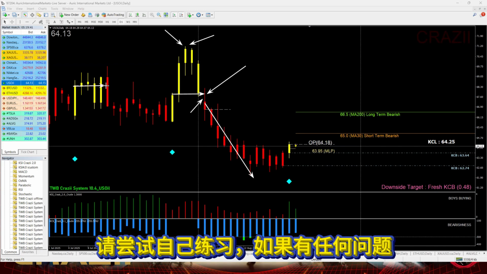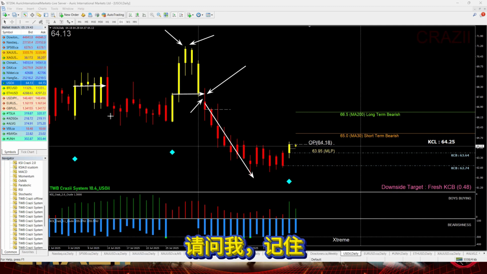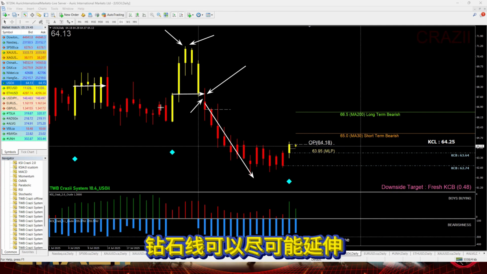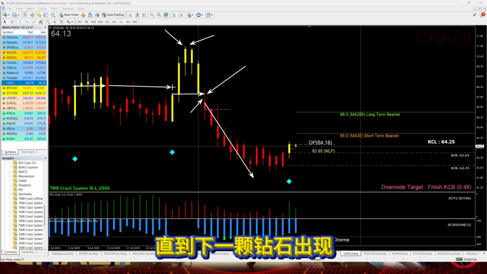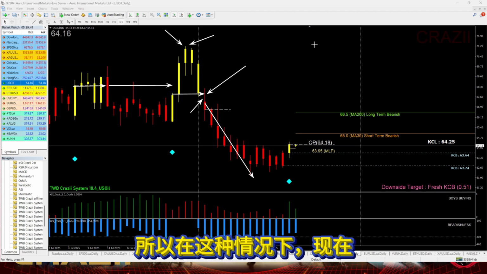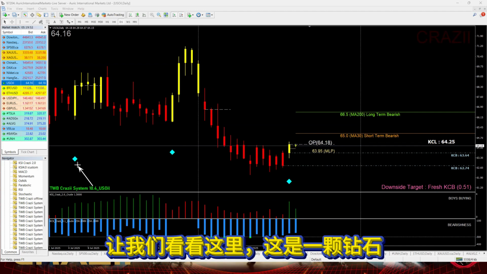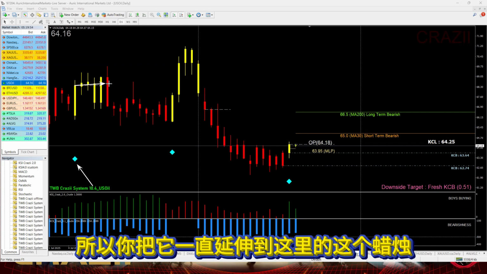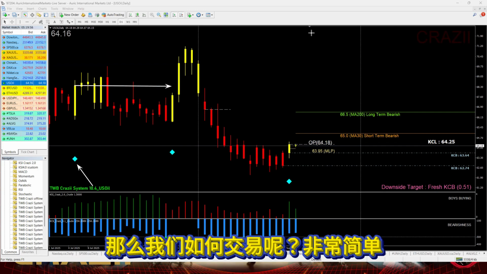Please try to practice on your own. If any question, please ask me. Remember, the diamond line can stretch as long as possible until the next diamond that's available. So in this case, let's take a look here. This is a diamond, so you stretch it all the way until this bar here. So how do we trade this?